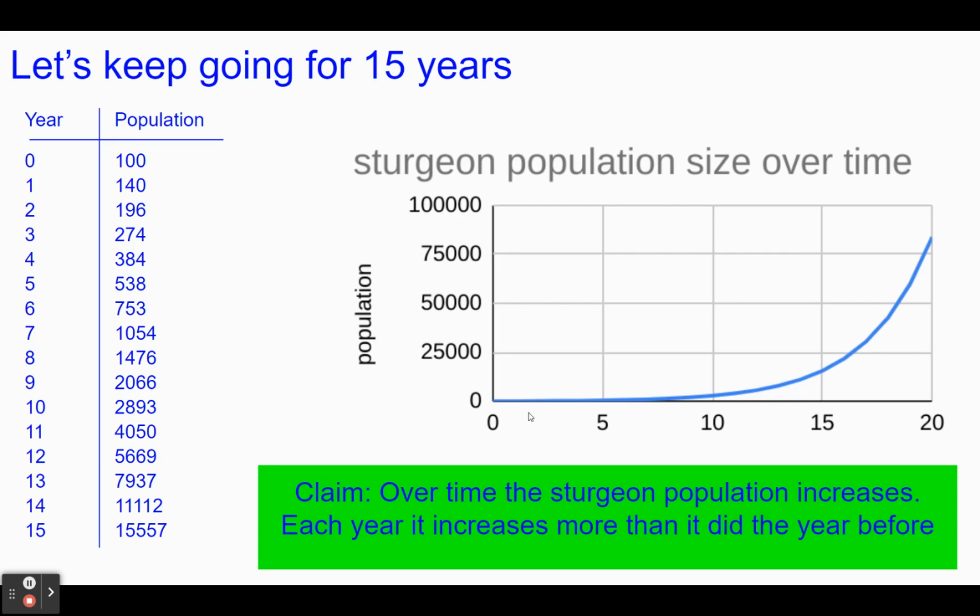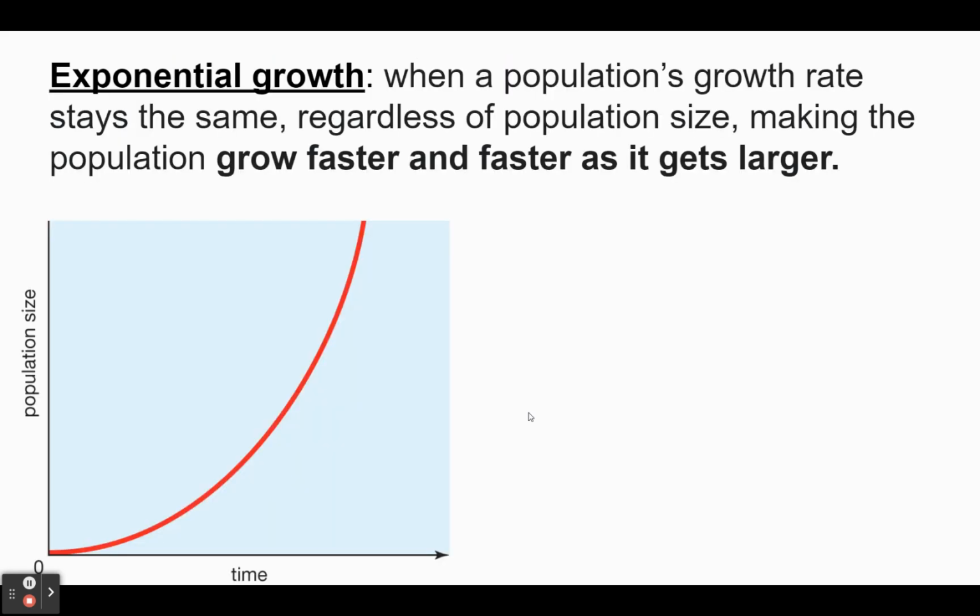Here's the claim that we can make about this data. Over time, the sturgeon population increases, and each year that it increases, it will increase even more than the years before. We added 40 fish, then 56 fish, then almost 100 fish, and by the end, we're adding almost 4,000 fish in a year. This type of growth, now it's in black, you've got to write this down, is called exponential growth. This is a really important term, and I've underlined exponential growth. Feel free to make this stand out on your paper.